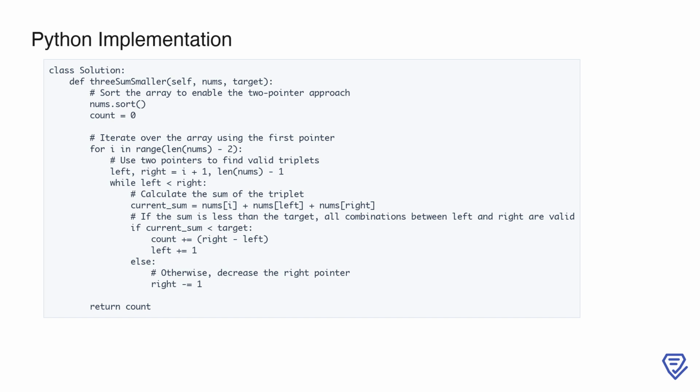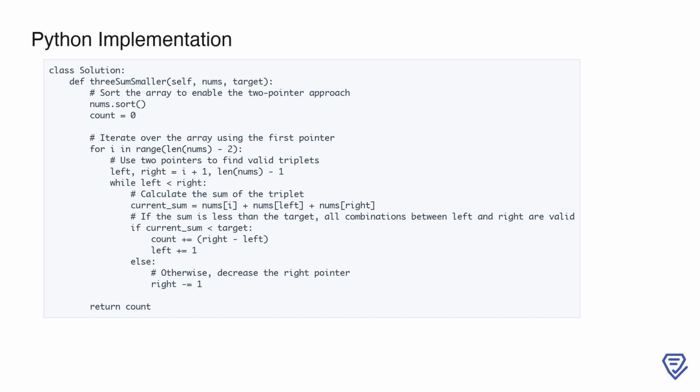First, the input array nums is sorted in non-decreasing order, ensuring that the two-pointer technique will work efficiently. The main loop iterates through each element of the array, treating it as the first element of the triplet. For each i, two pointers are initialized, left immediately after i, and right at the end of the array. The sum of the triplet, nums[i] + nums[left] + nums[right], is computed.